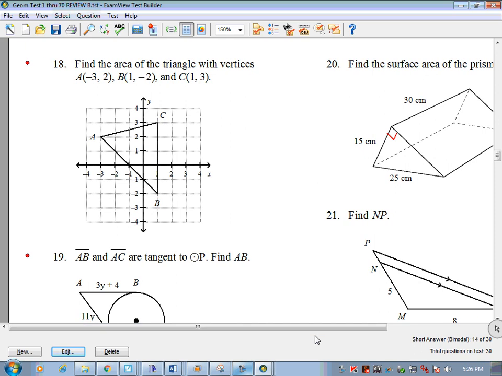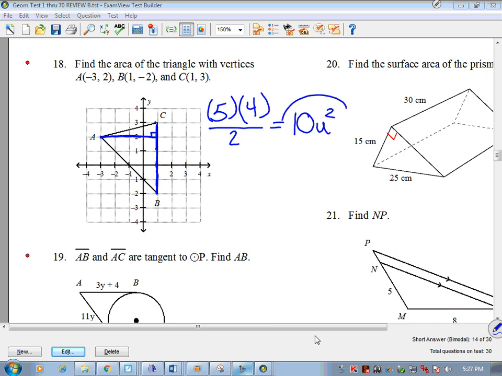Find the area. We've seen this on our last test. Area of a triangle is base times height divided by 2, irregardless of the orientation. So I make this my base. I make this perpendicular line my height. It's easy to count what I need to count. I can see 1, 2, 3, 4, 5 for my base. My height is that perpendicular line from the base to the opposite vertex. 1, 2, 3, 4. 5 times 4 divided by 2. 5 times 4 is 20. 20 divided by 2 is 10 units squared.